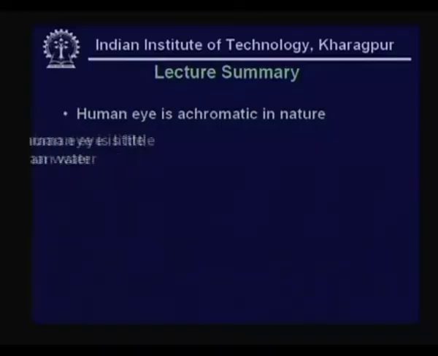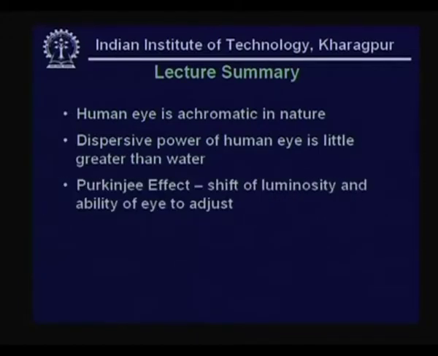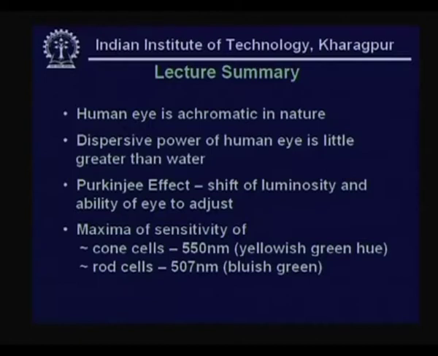As already said, the human eye is achromatic in nature, and the dispersive power of the human eye is a little above that of water. The ability of shifting luminosity and adjusting to varying levels of illumination and focusing, which we call accommodation and adaptation, is also known as the Purkinje effect. We have already seen that cone cells, which are responsible for fine details and color vision and are located on the fovea, have a maximum sensitivity at a wavelength of 550 nanometers, which corresponds to a yellowish green hue, whereas rod cells, which are responsible for dim light or night vision, have a peak around 507 nanometers in the bluish green zone.